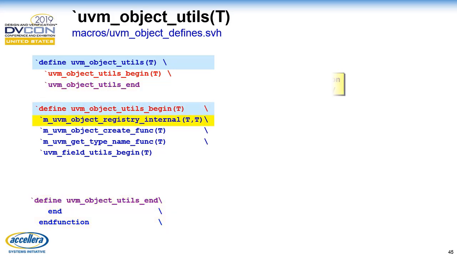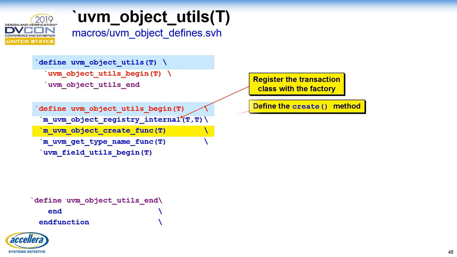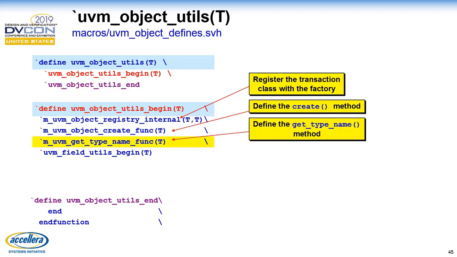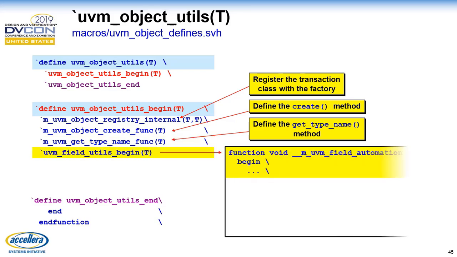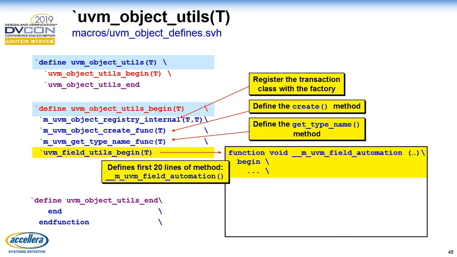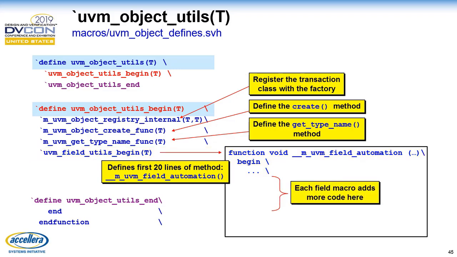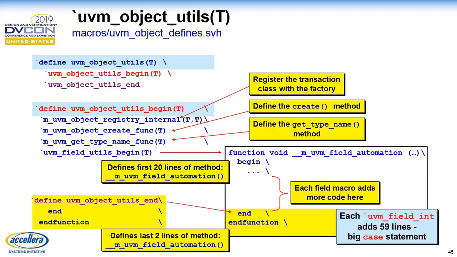And so the UVM object utils begin, that's where the registration with the factory takes place. It also builds that create function for you automatically. It also defines the get type name method. And then it calls UVM field utils begin, which is the first 20 lines of that really large function that I was talking about. And then, of course, once you do UVM object utils end, it closes off the begin and it closes off the function.